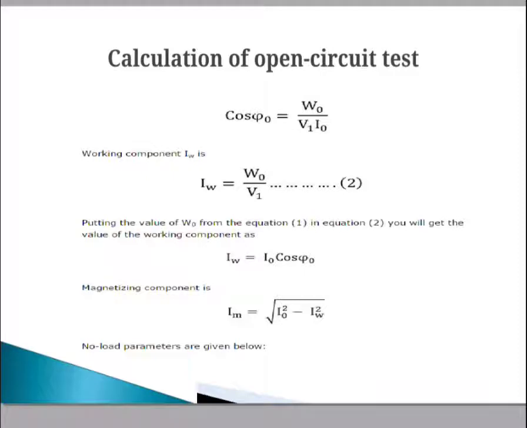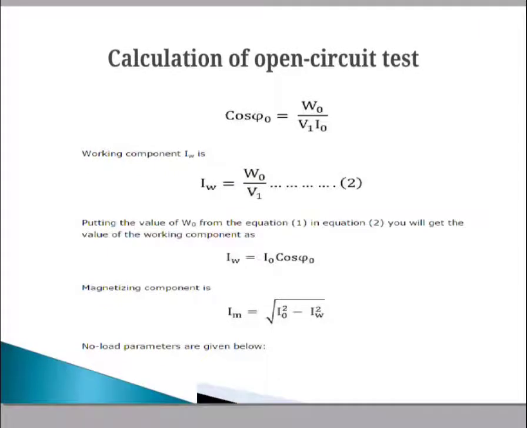The 0 suffix is nothing but the no load. IW is the working component. It is calculated with the help of the wattmeter reading, W0 divided by V1. This is the second equation. Then putting the value of W0 from the first equation and the second equation, we get the value of the working component, that is IW is equal to I0 into cos phi 0. Then Im is the magnetizing current, given by the square root of I0 square minus IW square.